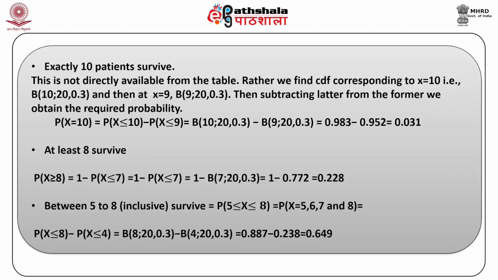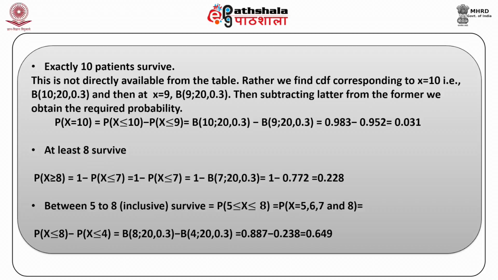So what we are saying is this, or it can be written as that probability of x equal to 10, which is exactly 10, is equal to probability that x is less than or equal to 10 minus probability that x is less than or equal to 9. And therefore, this is equal to capital B 10, 20, 0.3 minus B 9, 20, 0.3.